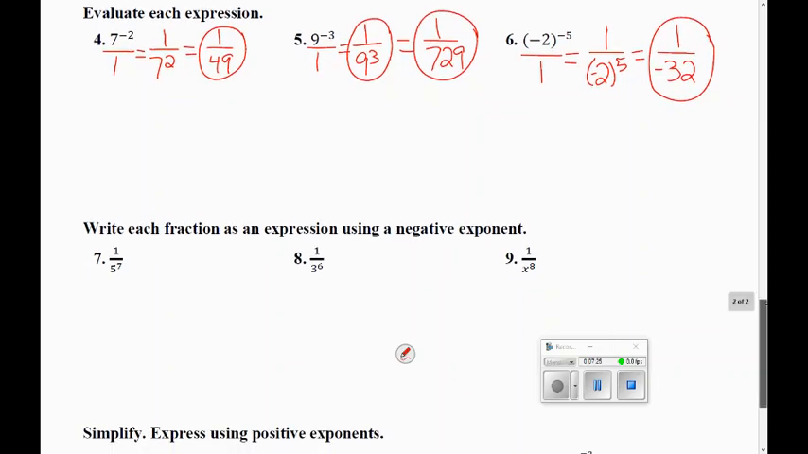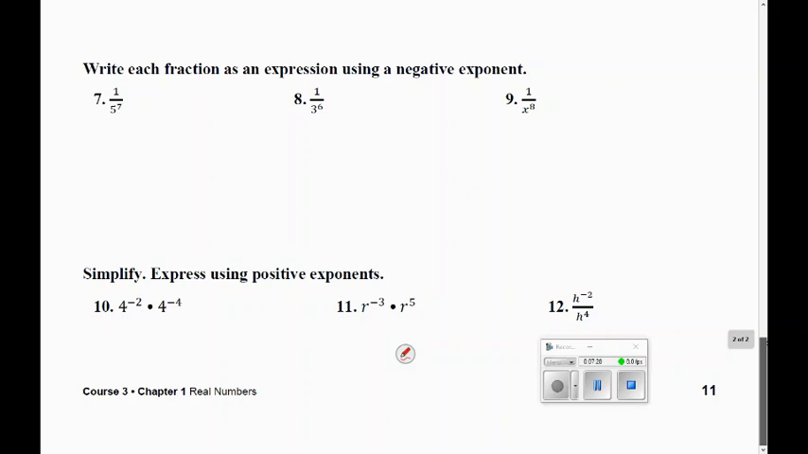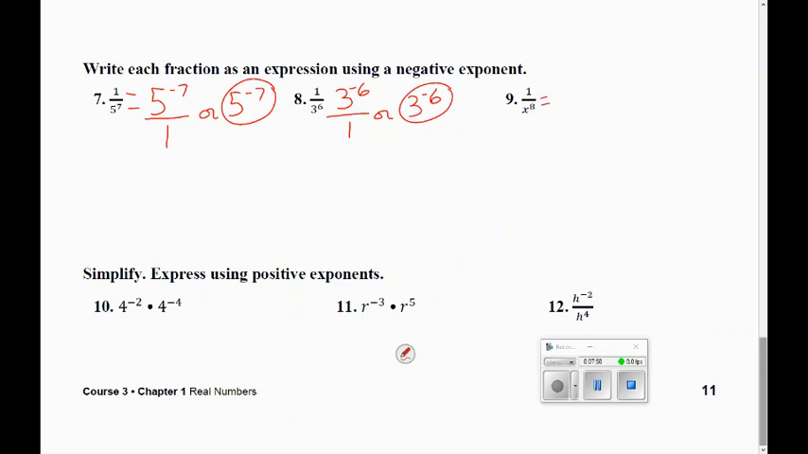Our next option here would be to go ahead and write each fraction as an expression using a negative exponent. So, again, we flip the fraction over. So 5 to the negative 7th goes on top. If you'd like, you can put a 1 on the bottom, or you can just leave it as 5 to the negative 7th. Same way with number 8, 3 to the negative 6th on top, 1 on the bottom, or you can leave the 1 out and just make it 3 to the negative 6th power. Same thing for number 9, we're going to flip that over, so it would be x to the negative 8th over 1, or you can just leave it as x to the negative 8th.